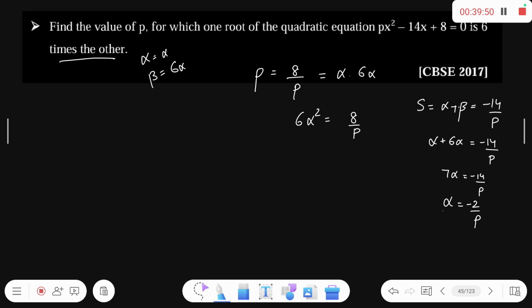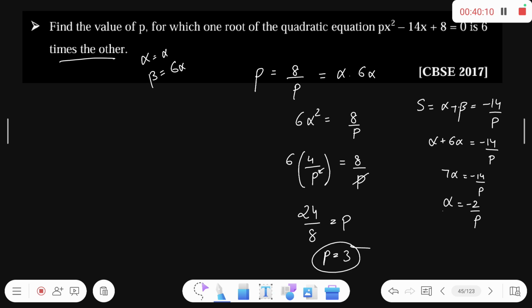So putting here minus 2 by p ka whole square, 6 into minus 2 whole square, 4, and p square is equal to 8 by p, cancelling p from square. So this is 6 fours are 24 by 8 is equal to p, or p is equal to 3. Let's move to next question.